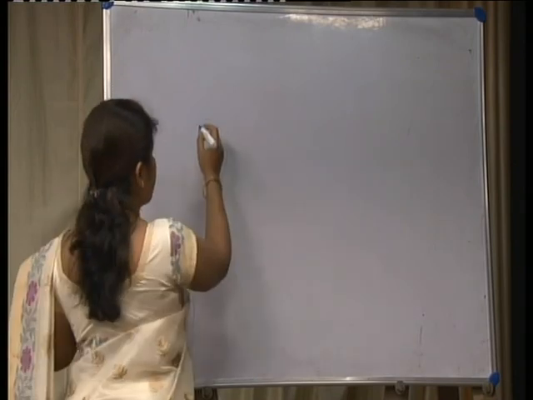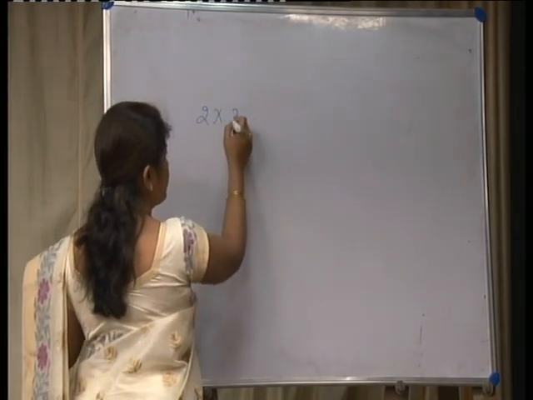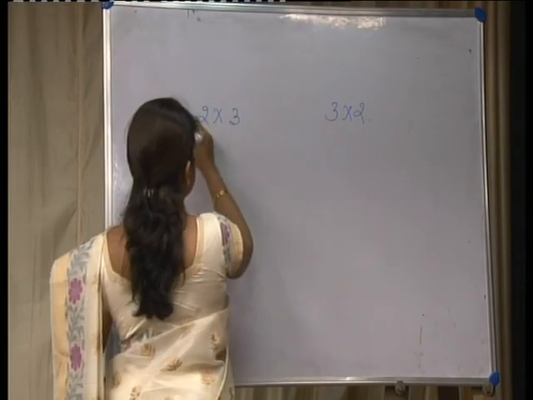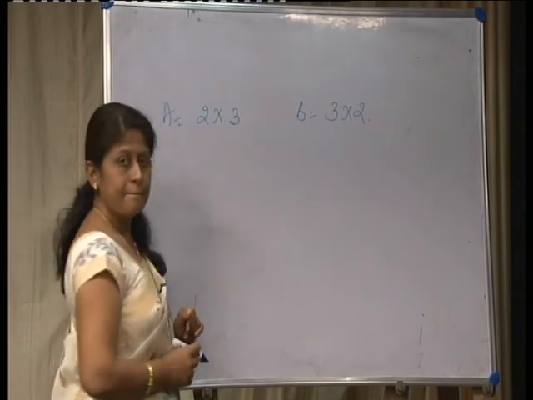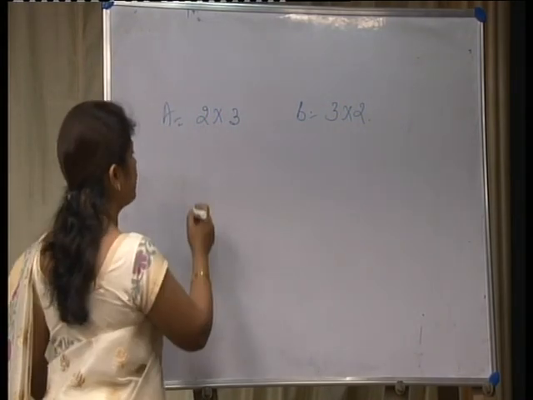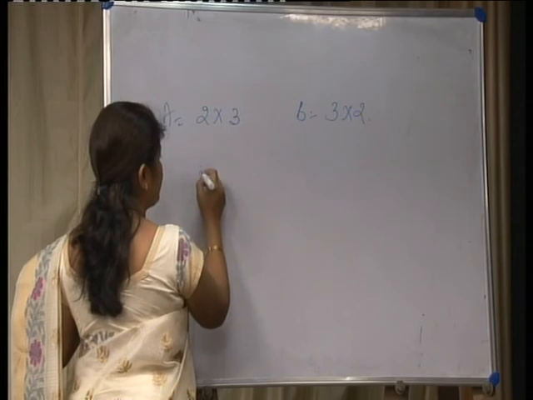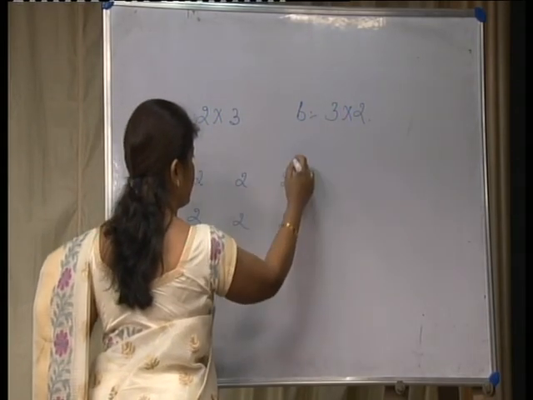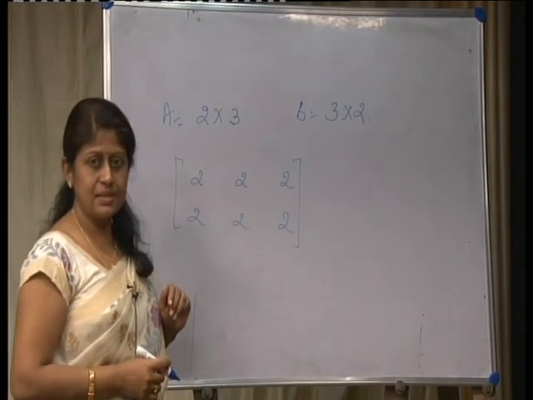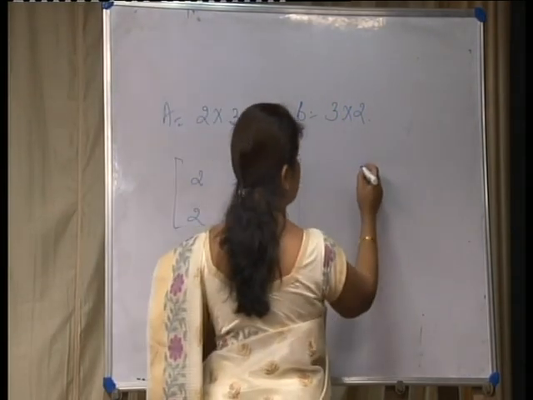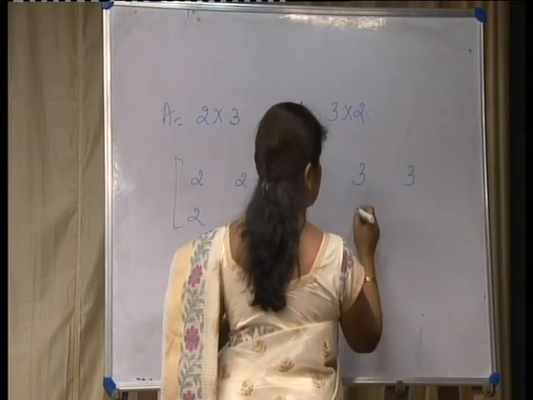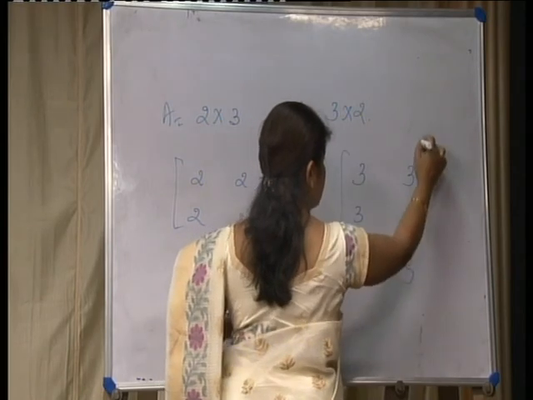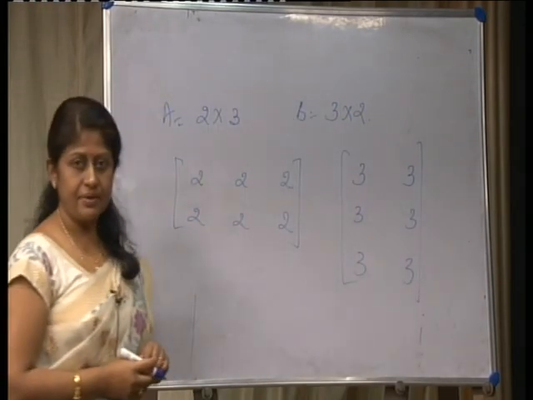Next, suppose we have a 2 cross 3 matrix and a 3 cross 2 matrix, where we call this A and this B. For a simple example, I could take it as say 2, 2, that is the A matrix, and that is the B matrix.